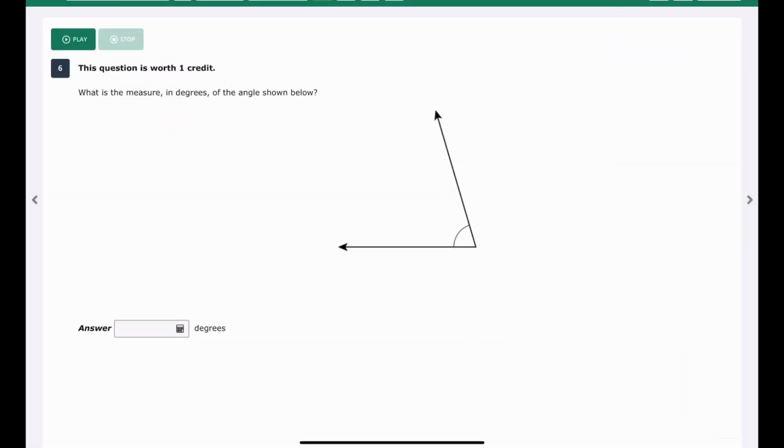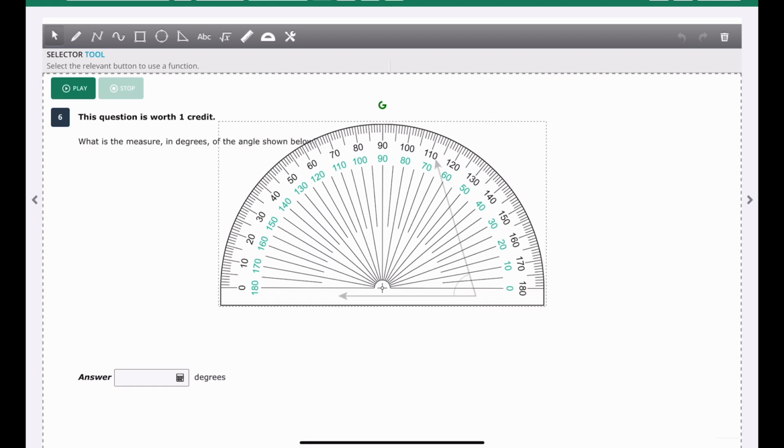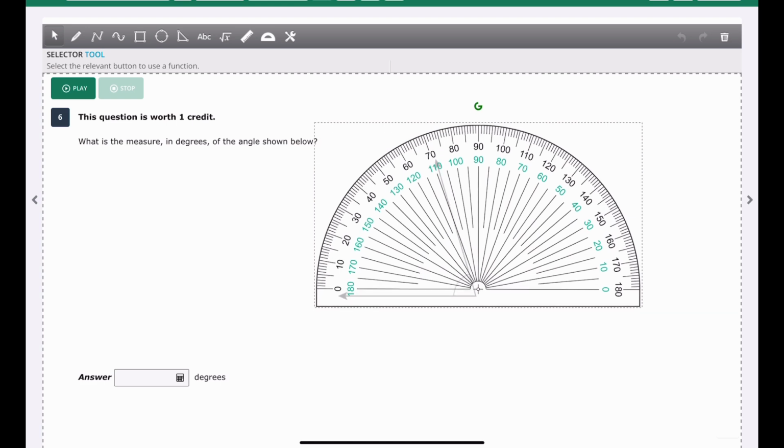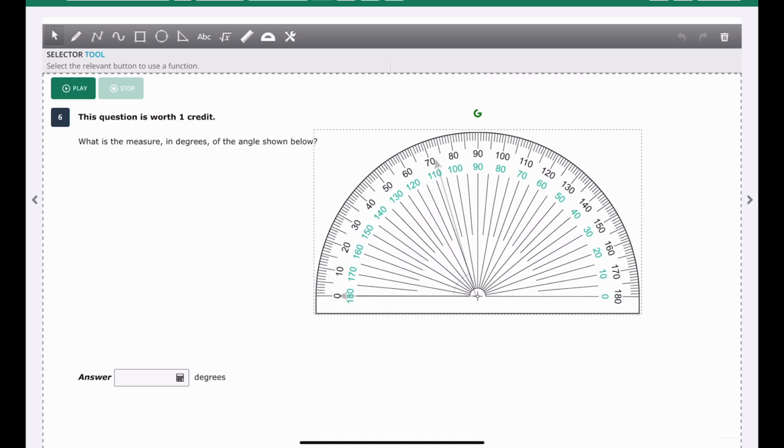Our first 1-point problem is just a geometry one where we have to figure out what is the measure in degrees. Okay, so for this, I have to use a protractor. So I'm going to look for some tools, and I press that little button there. And here is my protractor. Come on, tap, there we go. And I'm going to put this little circle part in the bottom of the protractor right here in the corner of my angle. Okay, so that's going to help me out.